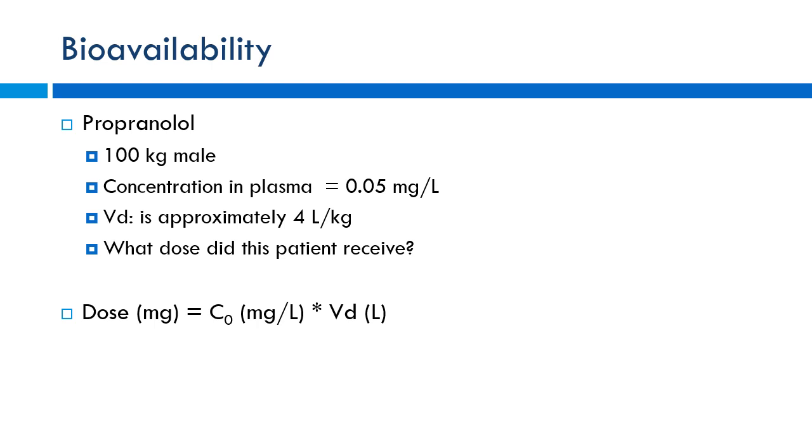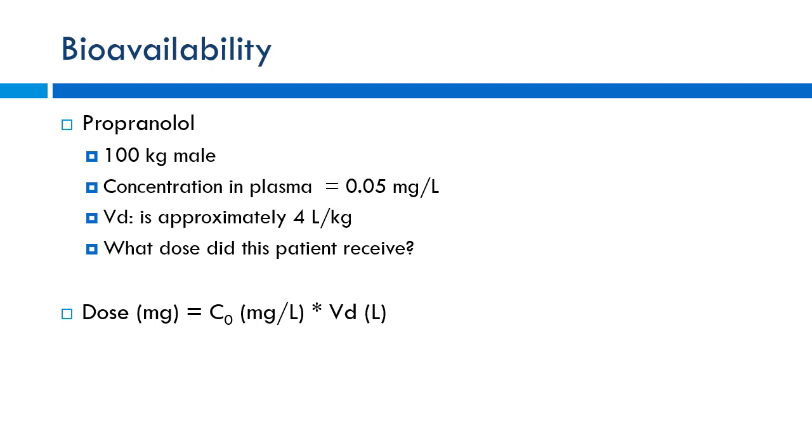Okay, let's say we have a 100 kilogram male. The concentration in the plasma is 0.05, and we know again the volume of distribution is 4 liters per kilogram. Well, what if we wanted to figure out what dose we think this patient actually took? Because the concentration looks kind of low, lower than what we saw in the previous 2. So now we're solving for dose. C0 equals dose over VD.